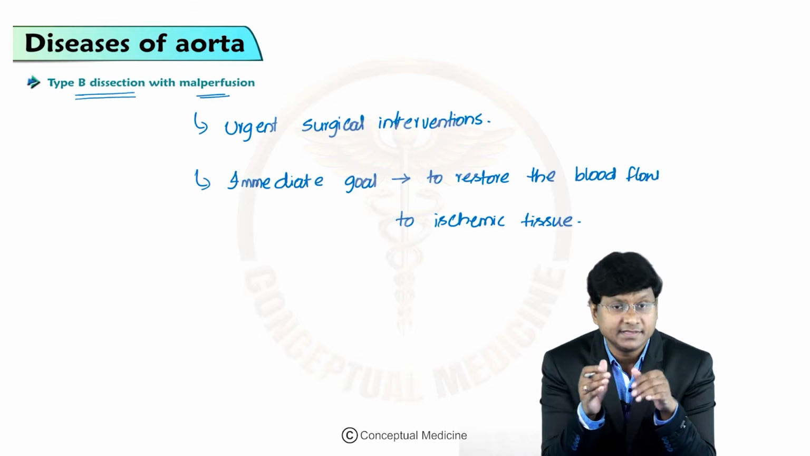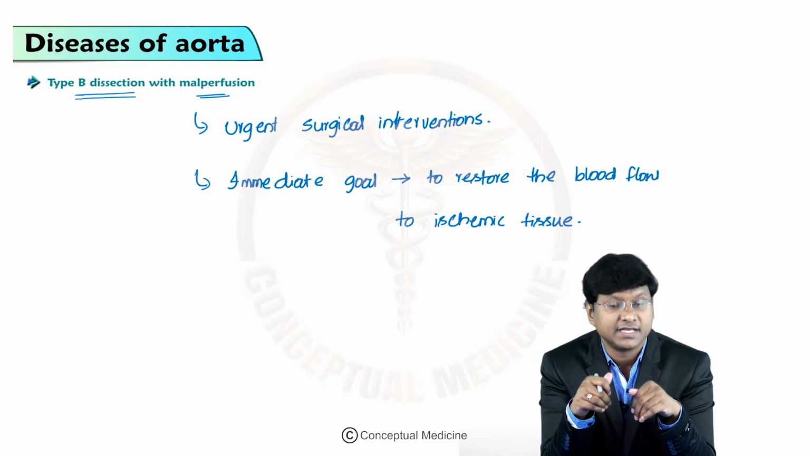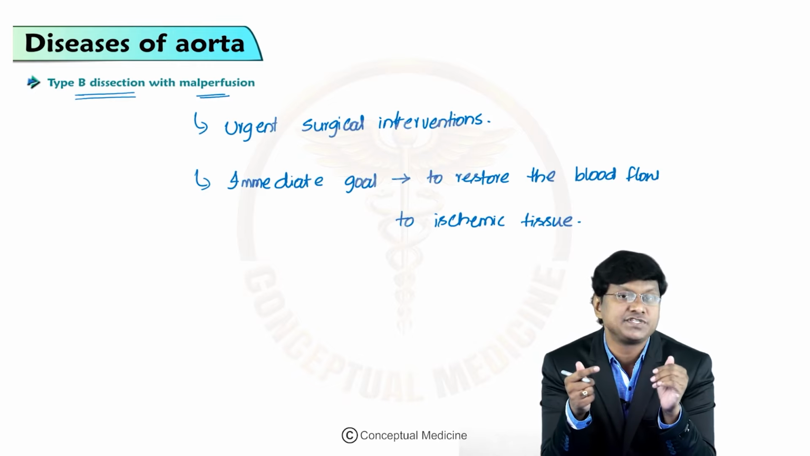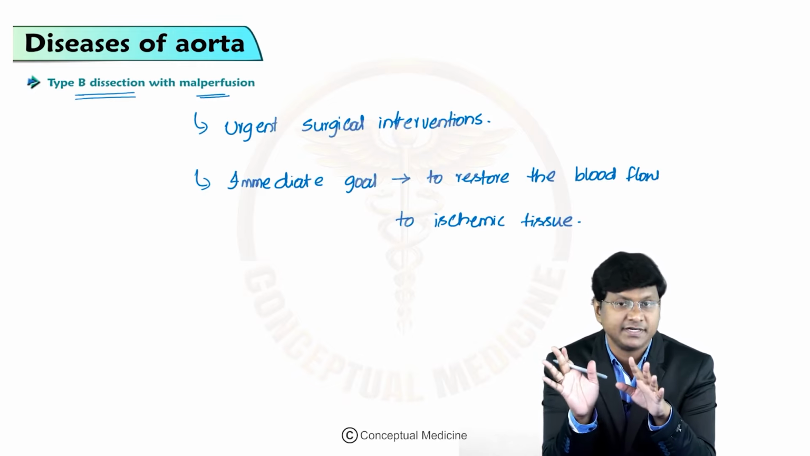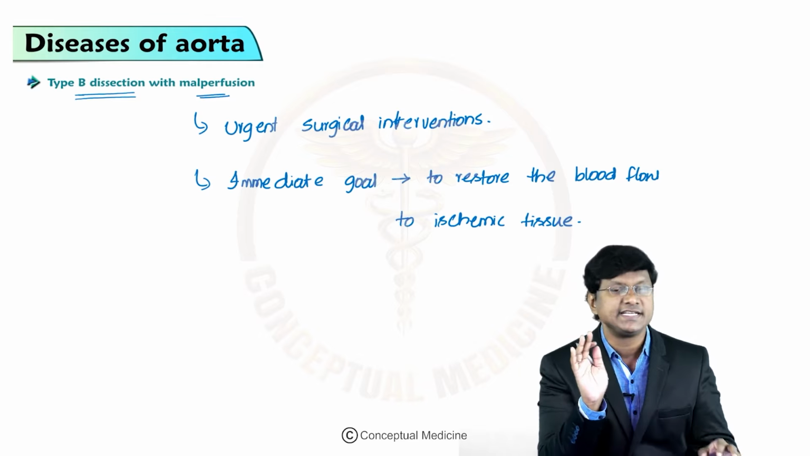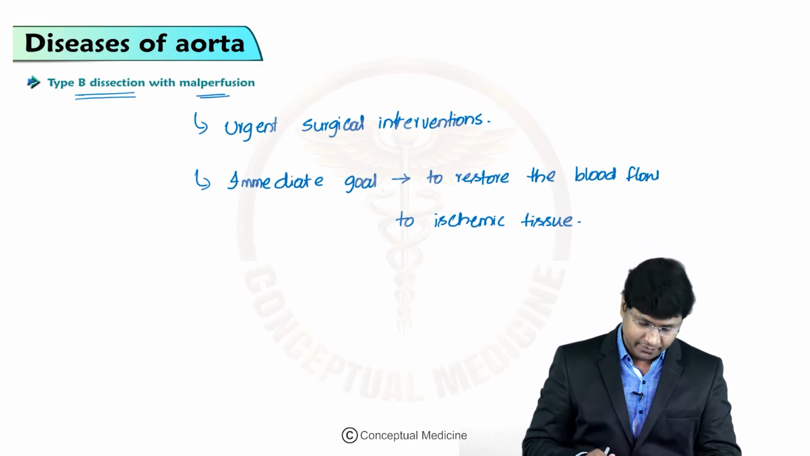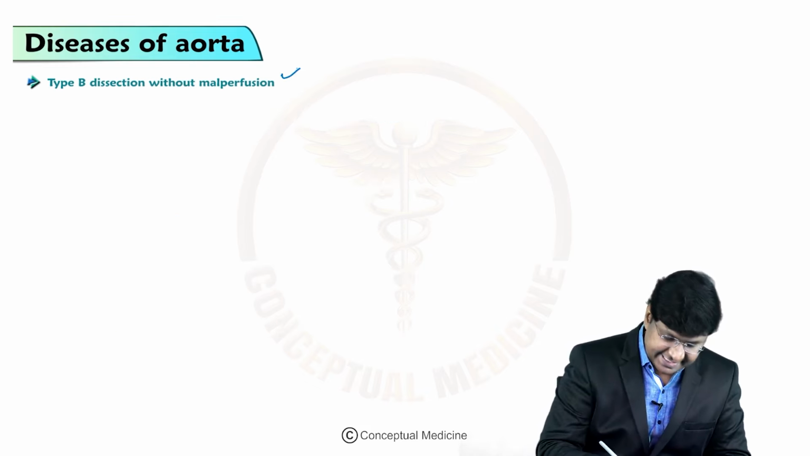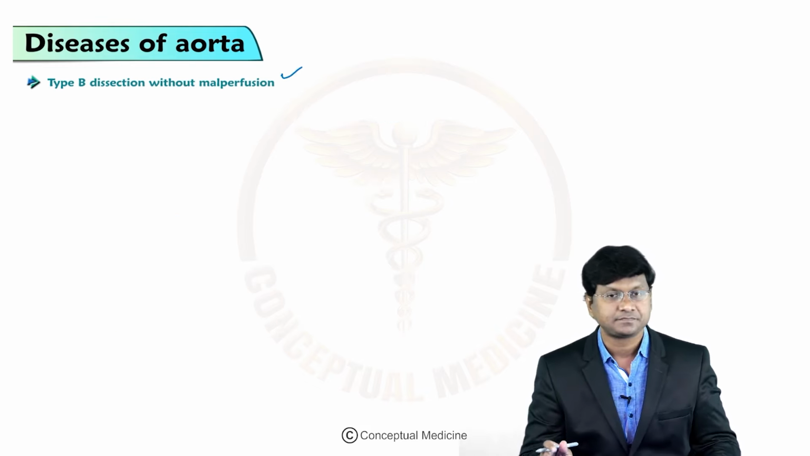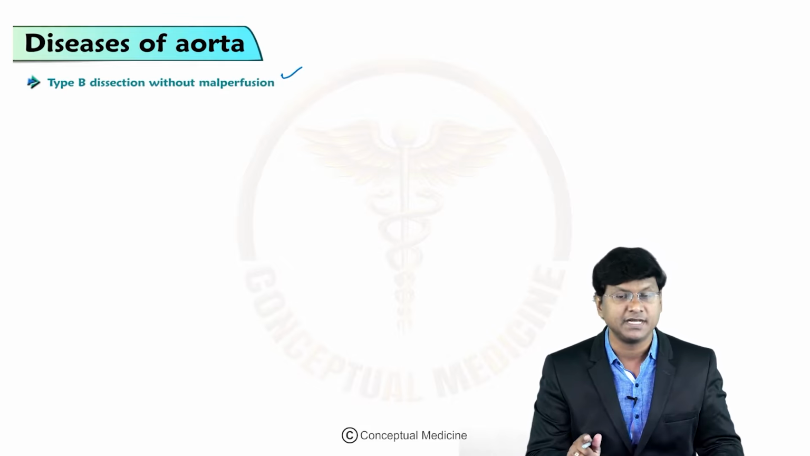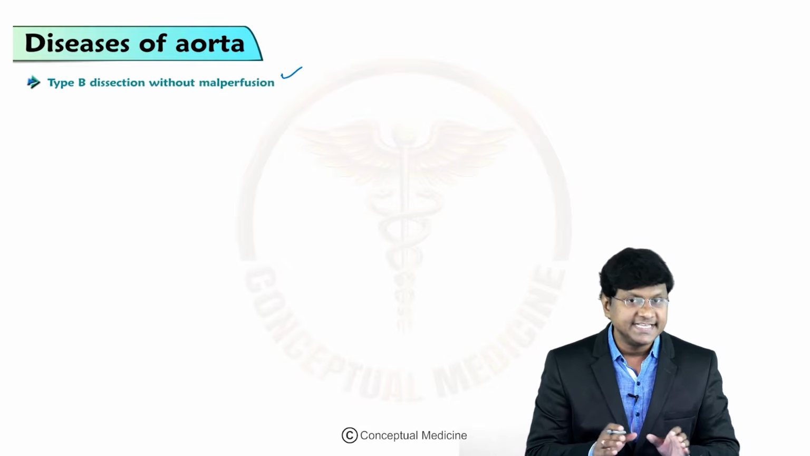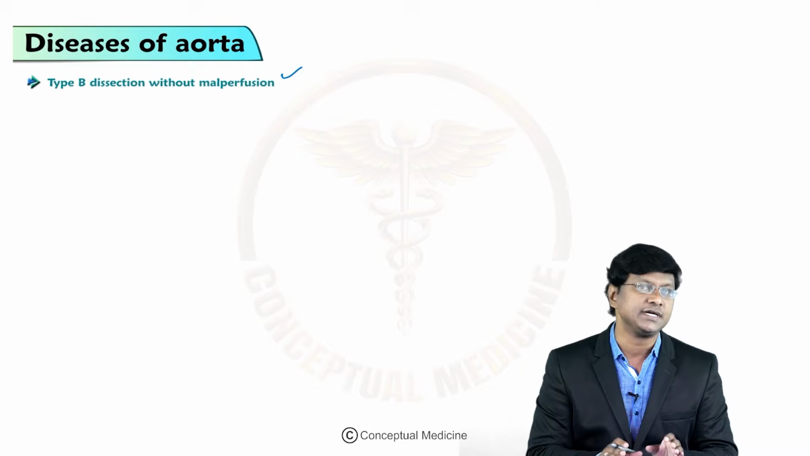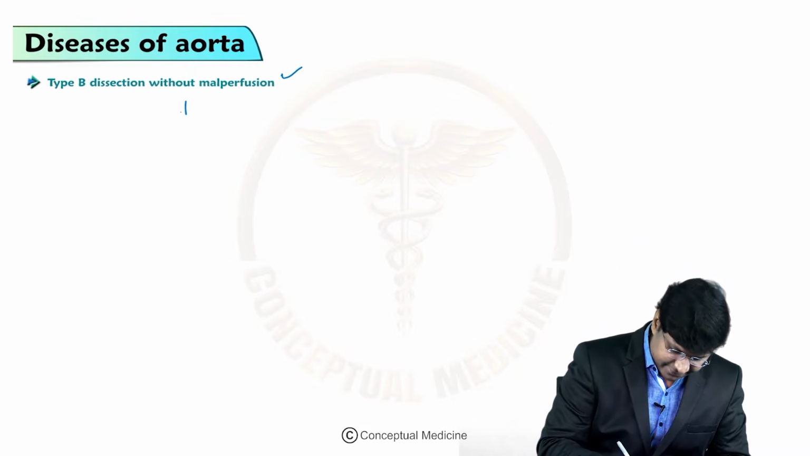Right, and these patients with malperfusion of any of the visceral organs may get affected. And that is the reason why urgent surgical therapy is required. Whereas, you take type B dissection without malperfusion. In these patients, blood pressure control is the primary treatment.